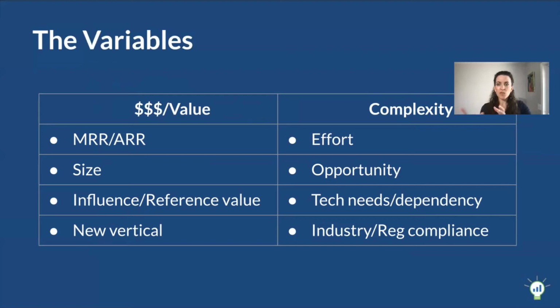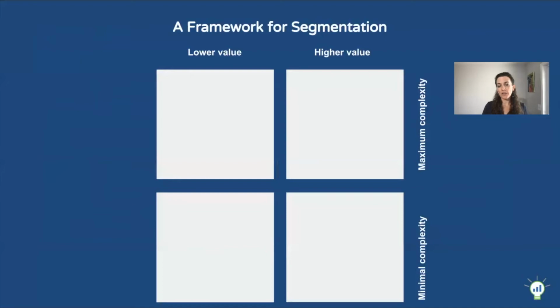So you can rename these whatever you think suits your company, but I like to just think of clients as providing value and then a complexity level, because that's going to impact how often you need to meet with them. Under the value side, you can see I grouped together the MRR, size, influence, and vertical, and complexity, effort, opportunity, the tech needs, dependency, and regulatory compliance. So what I do is put the value score, if I rated these on a scale of 1 to 5 or 0 to 100, along the x-axis and complexity along the y-axis or vertical axis to create a grid that looks like this.